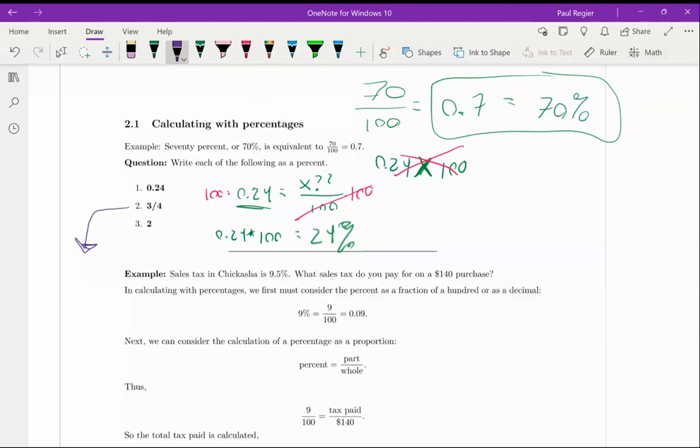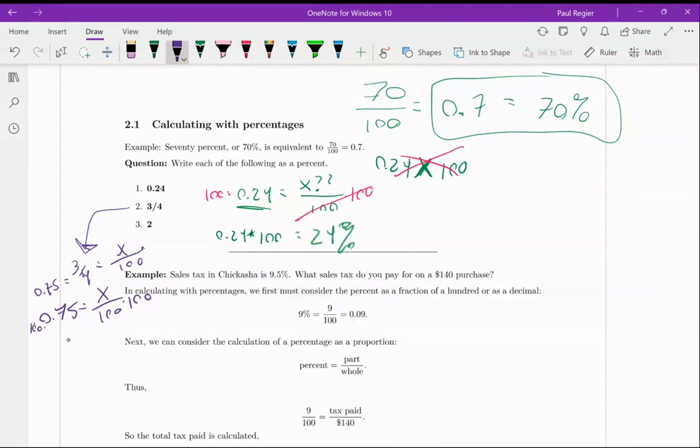What's 3/4 as a percent? If you do the same thing, x over 100, 3/4 is the same as 0.75. Well, if I multiply the 100 on both sides, I'm going kind of quick, but let me show my work here. x divided by 100. If I multiply both sides by 100, I get 75%.